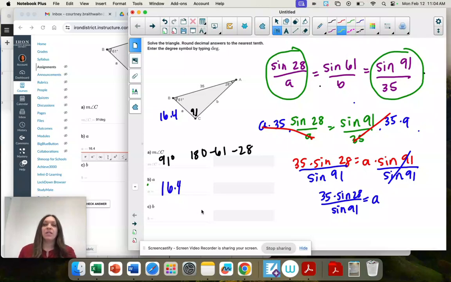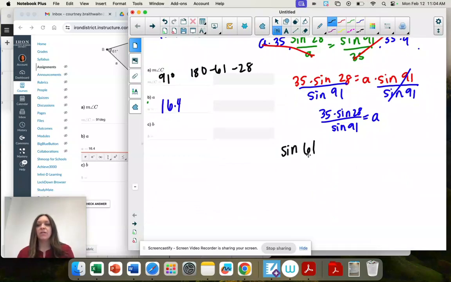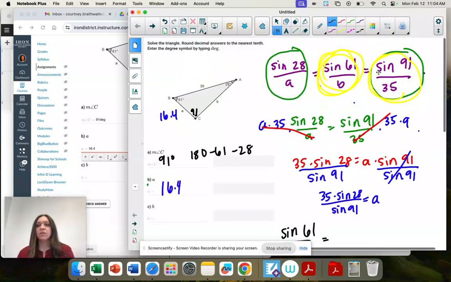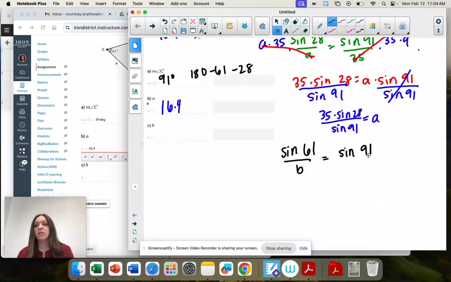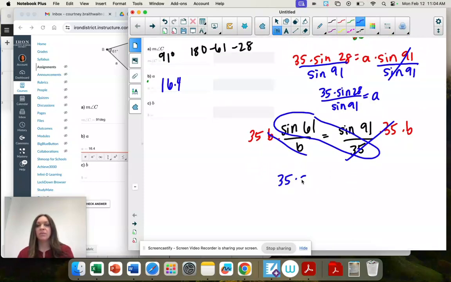Okay, so next one, now we need B. So we're going to have to use this. And then I like to set it equal to the one without decimals, the one we were given originally. So now we have sine of 61 over side B equals sine of 91 over 35. And same thing, we're going to multiply by both denominators, or you can cross multiply. But we're going to end up with 35 times sine of 61 equals B times sine of 91.